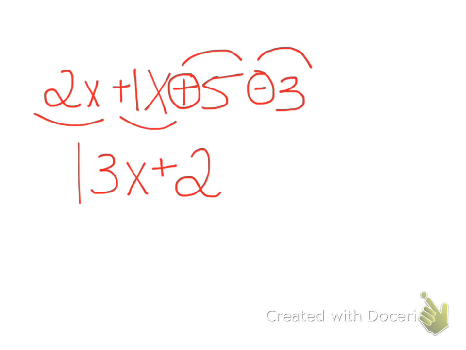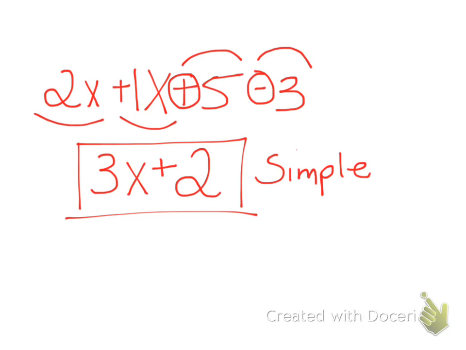So your final answer, always boxing your final answer: 3x plus 2 is the same as 2x plus 1x plus 5 minus 3. It's just more simple. And therefore, it is the desired result. Let's try another one.